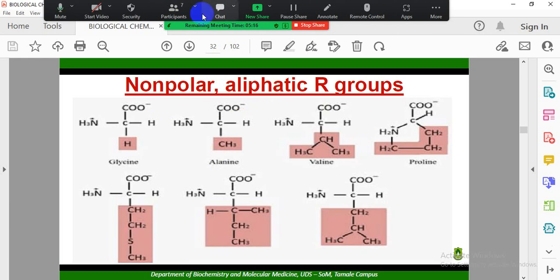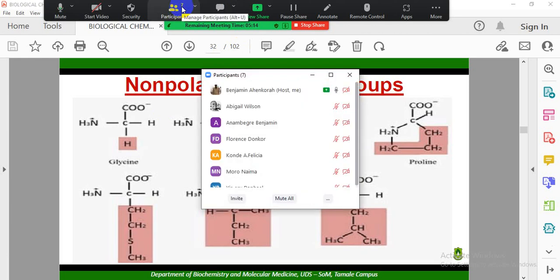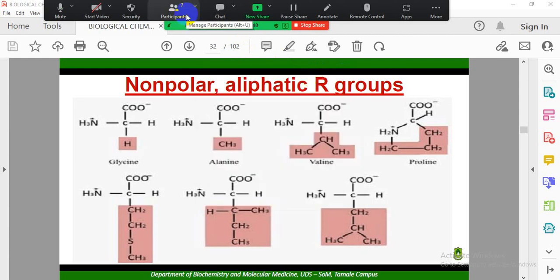If it's a benzene ring, what do we call it? Aromatic compound.